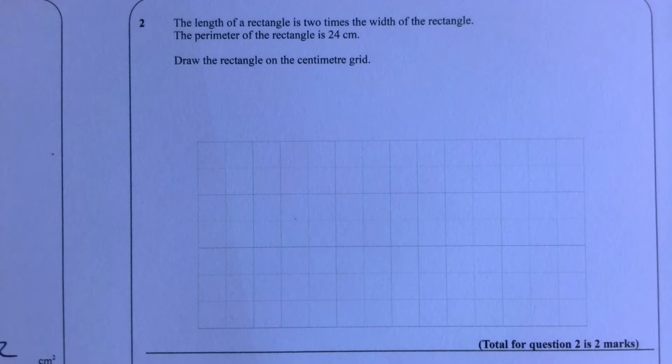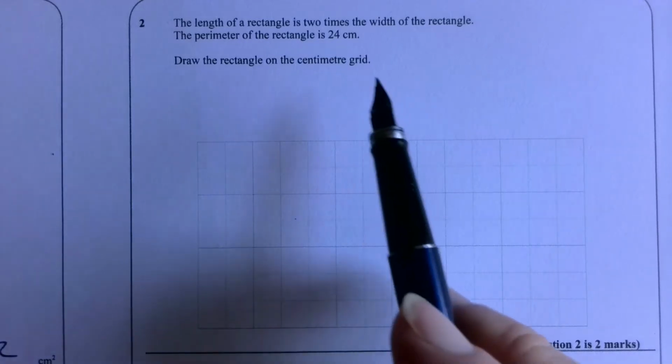Right, this question is going to make you think a bit more. So write down what the words say at the top and use the squares that you've got there. If you've just got a squared book, you could use those as well. But you need to think about what's being said. You've got 2 bits of information. The perimeter of the rectangle is 24 centimeters.